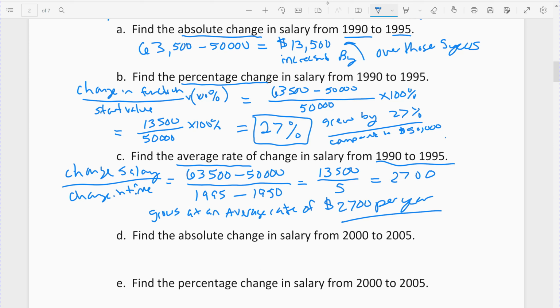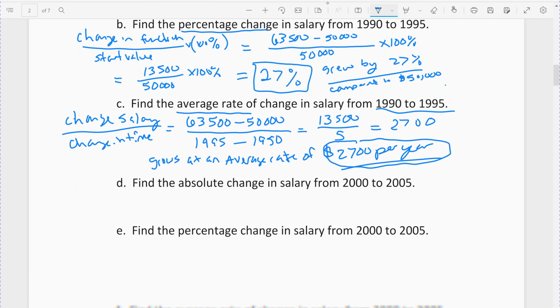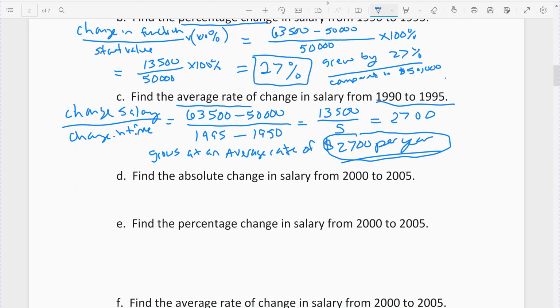If you took the 50,000 and added 5 of these to it, you would get to the 63,500, because every year you get to add 2,700 to your salary. So 5 times you added 2,700 to your salary. So if you start at 50,000, you add 5 of those, you get to 63,500. And actually, we're going to be doing that later on. We'll be using the rate of change to do that. It's a specific method on how to figure out and guess what the future values are going to be. All right, so every year they gained on average 2,700.